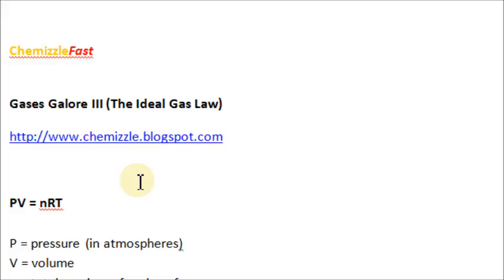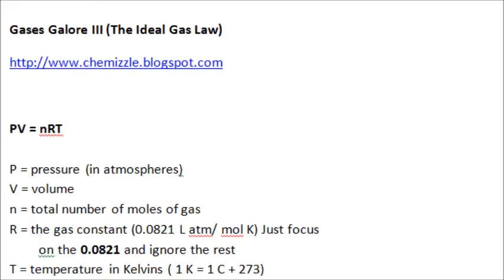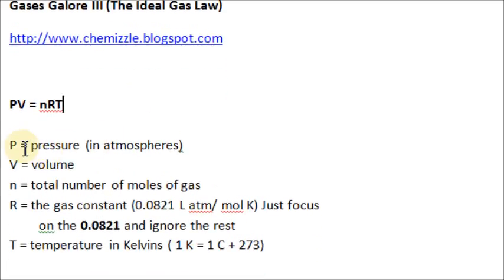PV equals nRT. That's all it is. These 5 letters are the ideal gas law, and 5 letters means that there are 5 variables. P equals pressure in atmospheres.